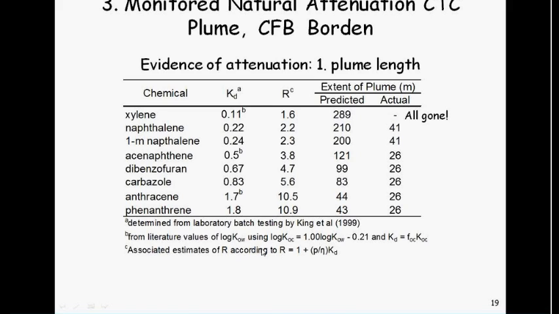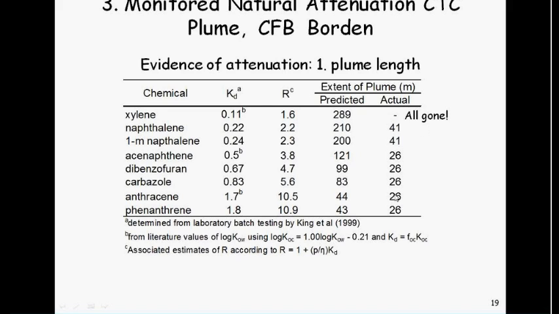So we just applied the retardation equation using a KD that we calculated, using the correlations, FOC we measured, correlations with KOW to get KOC. That calculates KD, plug it into the retardation equation, and we get a retardation factor. That is the velocity of the groundwater relative to the velocity of the contaminant. And this is for that period of time, 14 years, how far the plume should be.